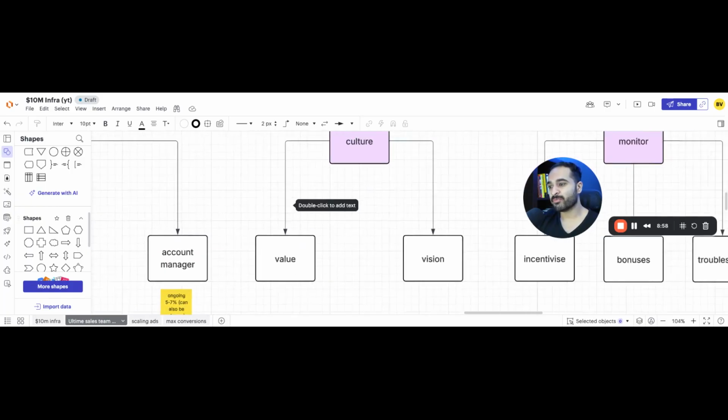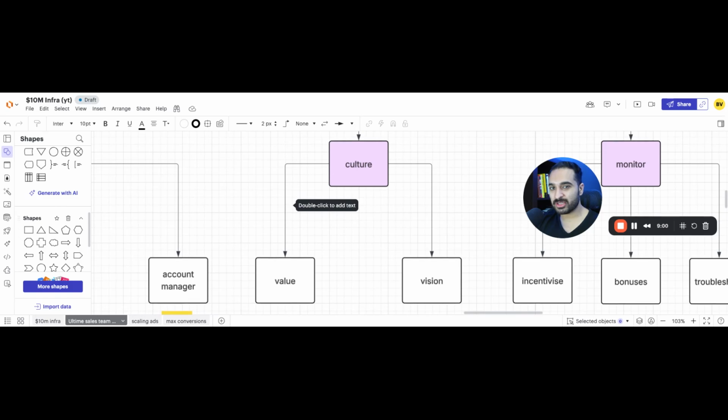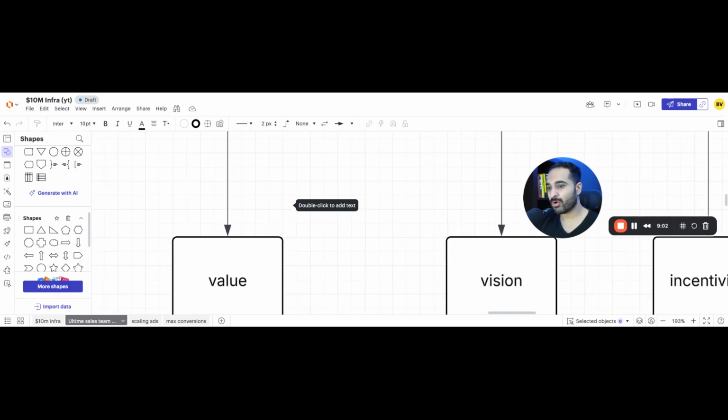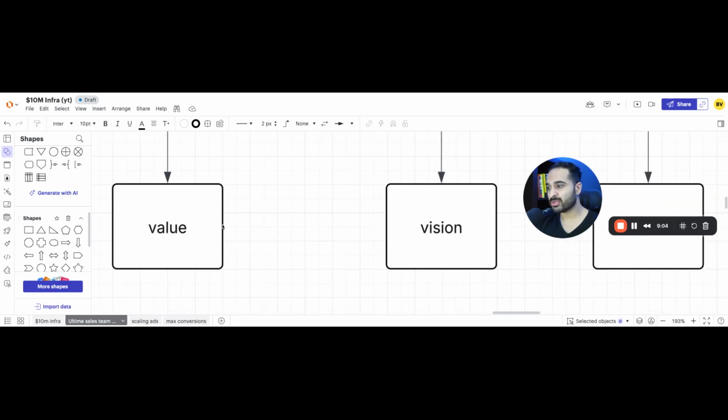Next is culture. Your team culture needs to be all the way sold between the value and the vision of your company. What value your company, your business, or if you're a sales manager, same for you, your sales team needs to understand what value you bring to the marketplace. Why do your customers even use you, or do they even need you?